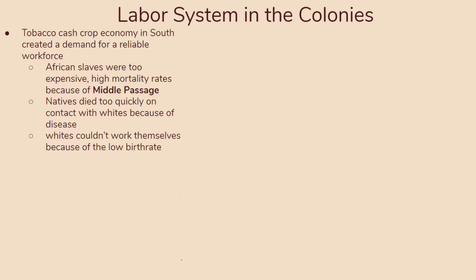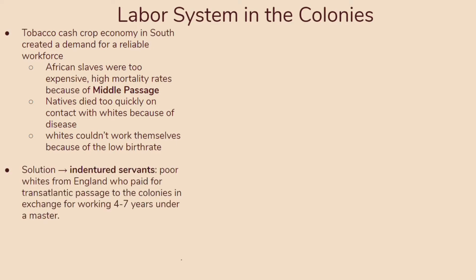And you see a solution to this with indentured servants. These were poor whites from England who paid for transatlantic passage to the colonies in exchange for working 4 to 7 years under a master. So essentially they were like temporary slaves. They were working for X amount of time, then they would be set free, and they would be given some small earnings to go and start a new life.